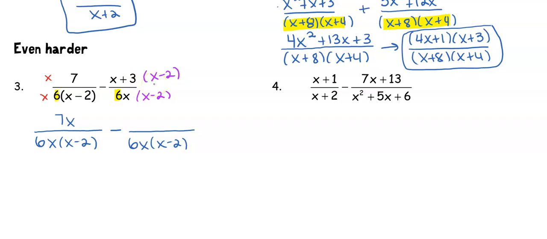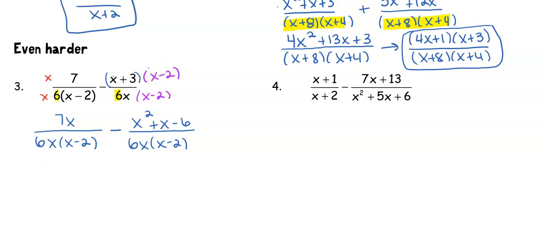In the numerator, we have a binomial times a binomial. So x times x, x squared. x times a negative 2 is a negative 2x, and this gives us a positive 3x. So negative 2 plus 3 gives us a positive 1x. 3 times negative 2 is a negative 6. And I multiplied, distributed out, or FOILed the x plus 3 and the x minus 2.